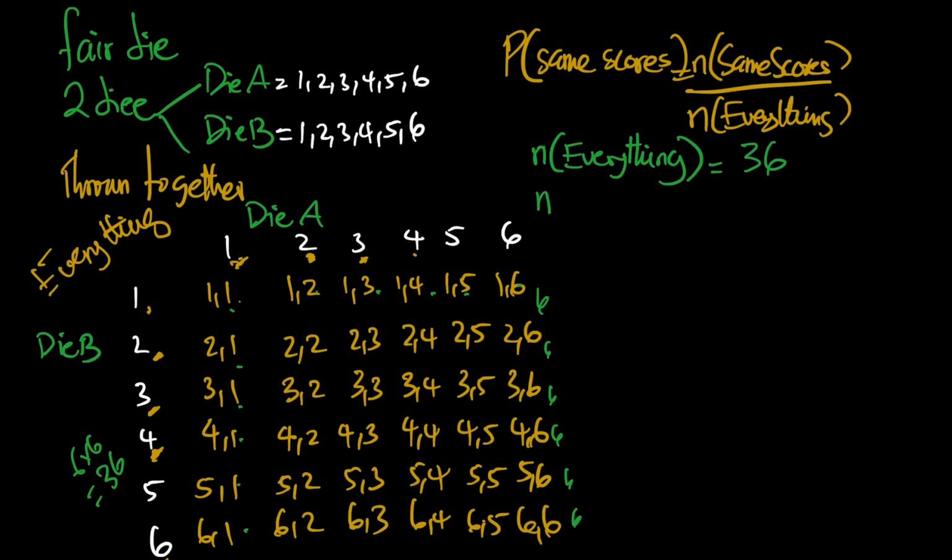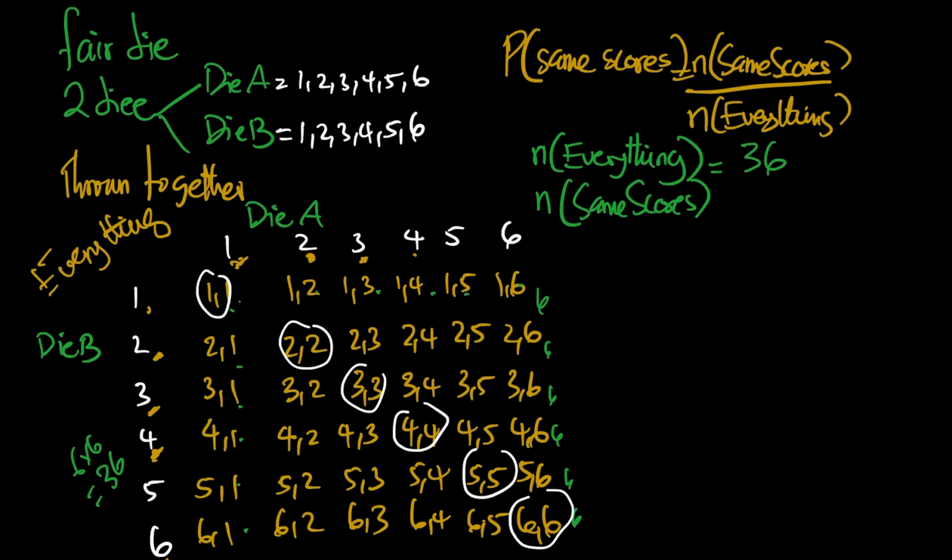Now, what is the number of same scores in this everything table? The same scores, we can tell this is the same score. That is also one of them. This, and that. They are showing the same thing. Now, the same scores is 1, 2, 3, 4, 5, 6. There are 6 of them.